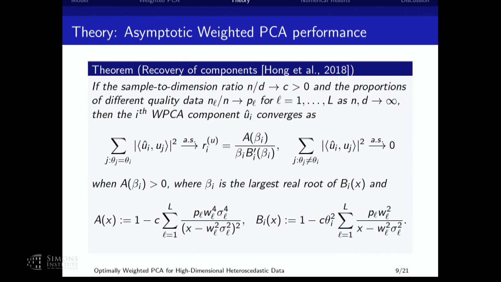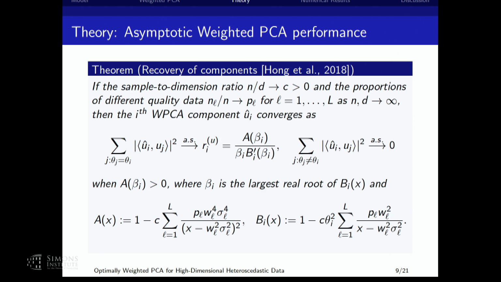This is what was discussed earlier. If I have multiple components with the same singular value, or the same amplitude as I'm calling it, then I would project onto the ones in the underlying subspace that all have that same amplitude. And that converges to this function, which I'm going to denote as Ri of u, the recovery of the ith component u.